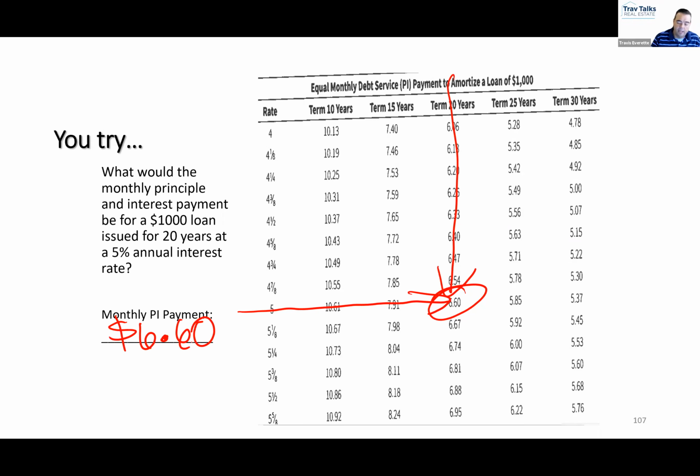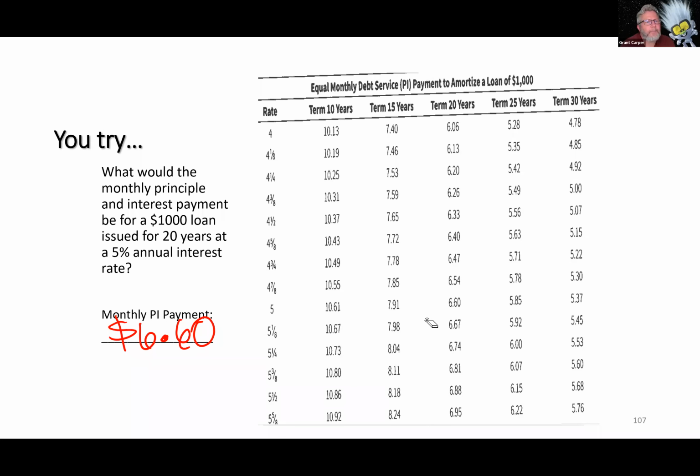$6.60. And how long would they be making that payment? 20 years. So if you wanted to do the math, you could say 20 times 12, that's 240 payments of $6.60 to pay back how much money? $1,000. Everybody good so far?